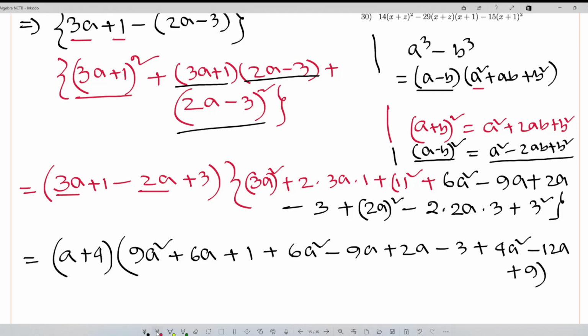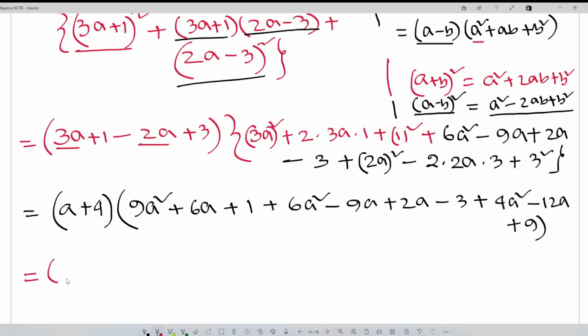Now we will segregate what we can take out. A plus 4. Now look, 9a square, 6a square and 4a square. So 6 plus 4 is 10, 10 plus 9 is 19a square, right? Now look, here is 6a and here is minus 9a and here is 2a and here is minus 12a. So look, how many plus? 6a plus 2a, it means 8a. We can write here 8, and here is minus 9a and here is minus 12a.